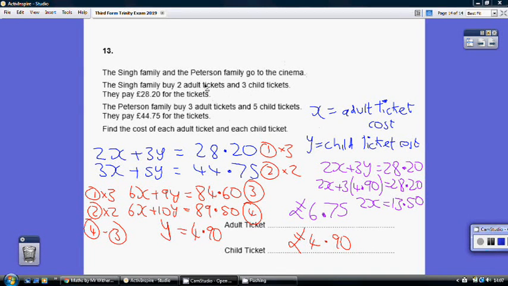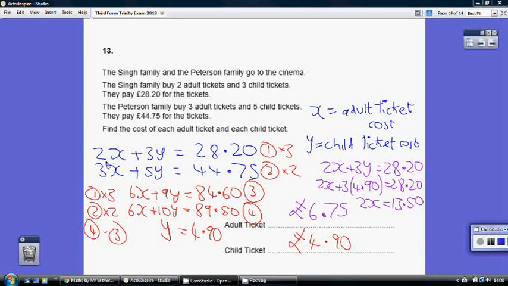Question 13. Now this is quite tricky. You've got to spot that this is a simultaneous equation type of question. So let's let x be the cost of an adult ticket and y be the cost of a child's ticket. So the Singh family, we buy 2 adult tickets, so that's 2 lots of x, and 3 children's tickets, so that's 3 lots of y, and that's going to give us a total cost of £28.20. Whereas with the Peterson family, 3 lots of adult tickets, so 3 times x, plus 5 times y equals £44.75.